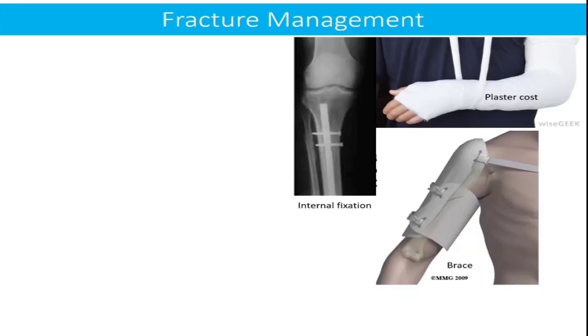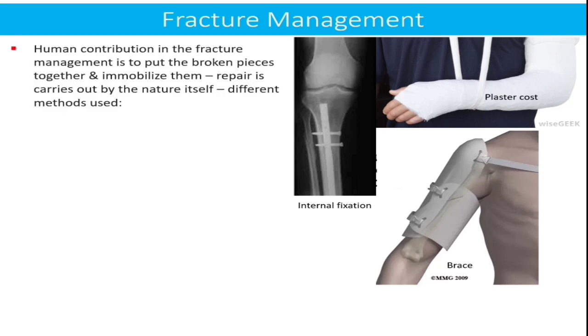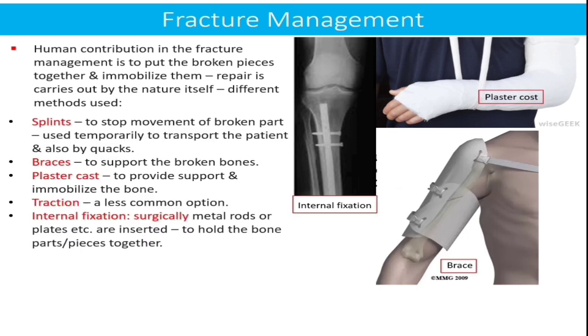Lastly, we take up fracture management. The human contribution in fracture management is only to put the broken pieces together and immobilize them. The repair process is carried out by nature itself. Different methods used for these purposes are: splints are used to stop the movements of broken parts and are frequently used temporarily to transport the patient. They are also used by the quacks.